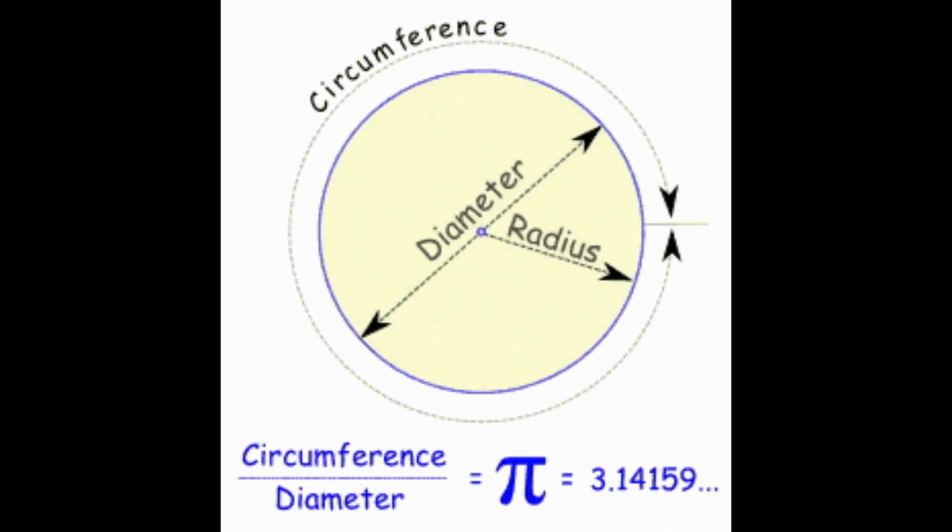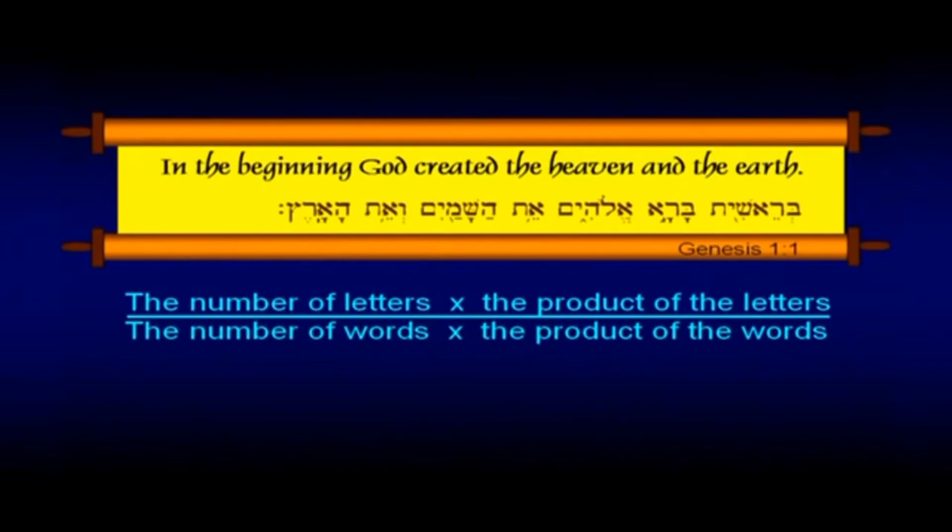What's fascinating about pi is when you look at Genesis 1:1 in the Hebrew, in English it says, "In the beginning God created the heaven and the earth." But remember, in Hebrew, you read right to left, and the Hebrew is on the bottom there. If you take the number of the letters times the product of the letters, divided by the number of words times the product of the words, it equals pi, which is absolutely remarkable.